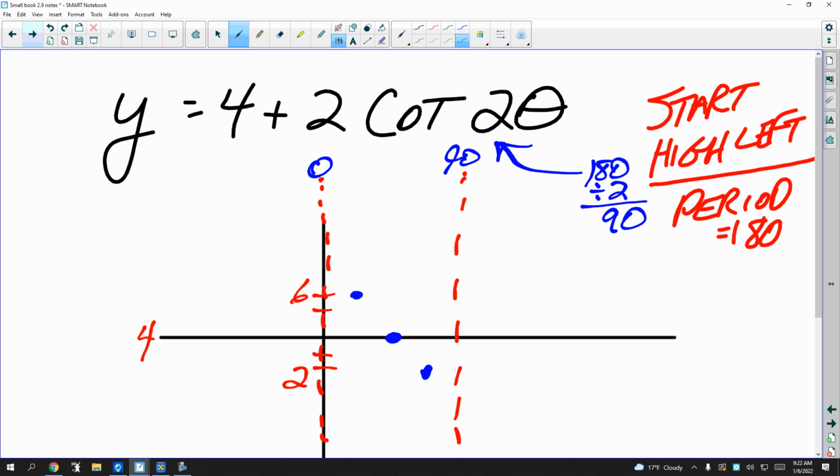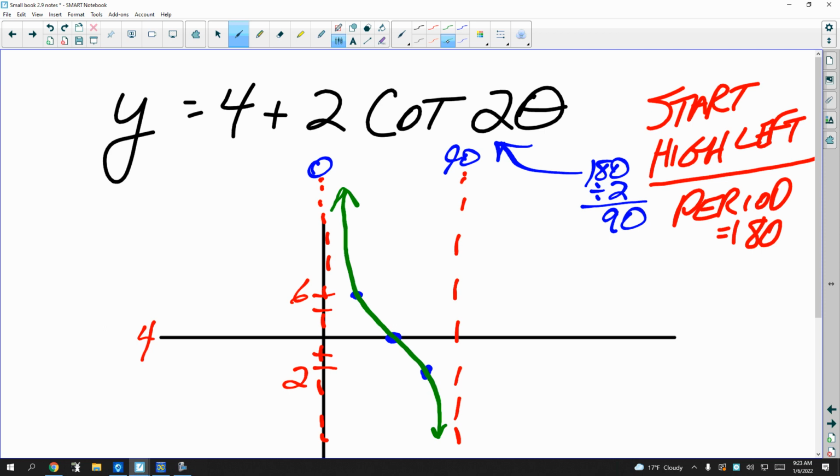And then that's cotangent. It starts high left. So sine, if you remember sine and cosine, if you remember the sine graph, it's good. A lot of things in life are sinusoidal. Stock market, like time of day, sunrise, sunset, ocean current, a lot of things are sinusoidal.